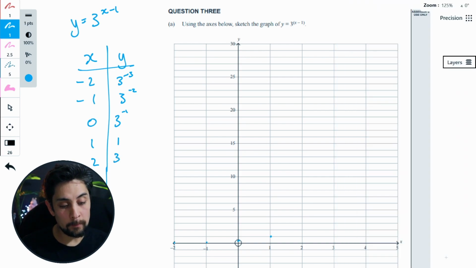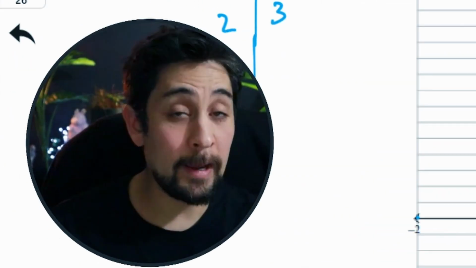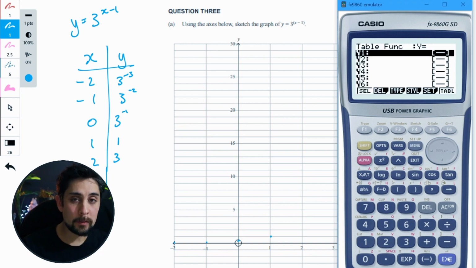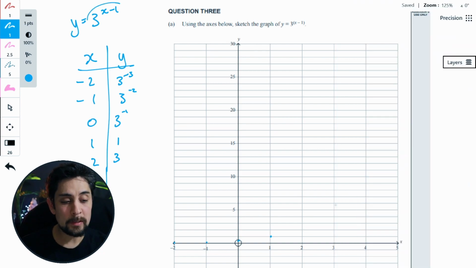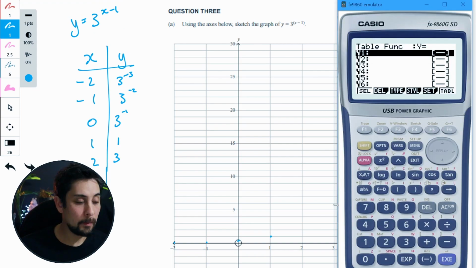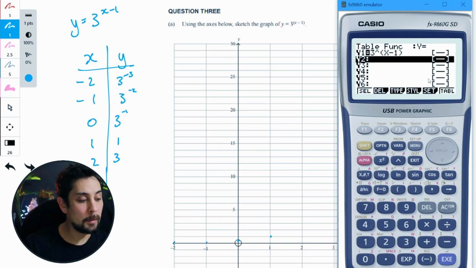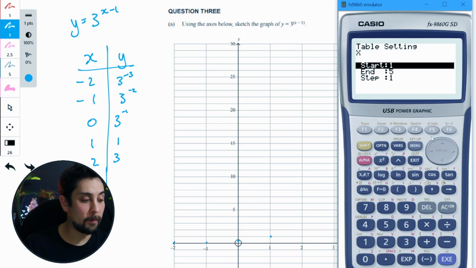It is 3. Now if you're even lazier than that, and you should be, go to your table setting on your calculator, press execute, and we're just going to type in the equation we see up here, almost exactly as it is, but with some brackets. So 3 to the power of, not that button, 3 to the power of, then a bracket, then this x minus 1. Press execute. Our set button is right above F5, so we're going to press F5.